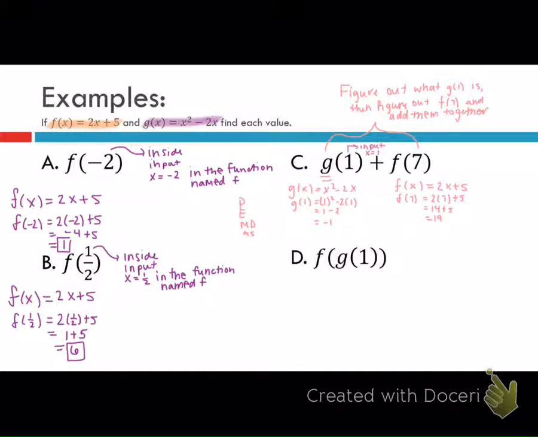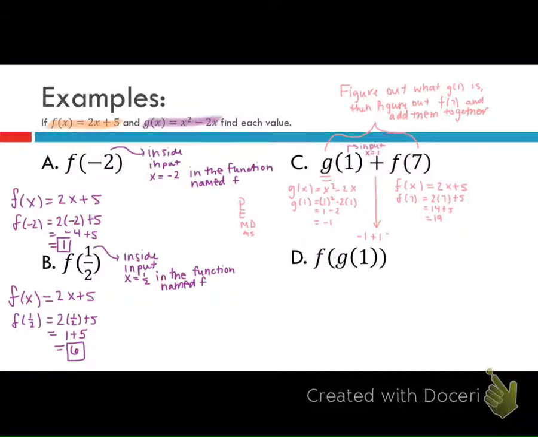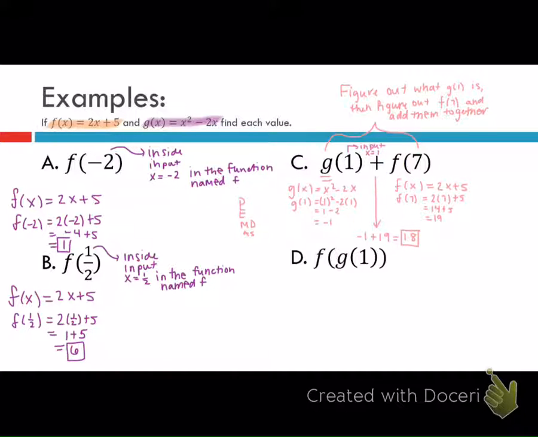So what do we still need to do with negative 1 and 19, Justin? We still need to use this addition sign here. So we're going to do negative 1 plus 19, which is 18. So what this is saying is if you take the output of g of 1 and take the output of f of 7 and add them together, you would get 18. So the sum of those outputs is 18.